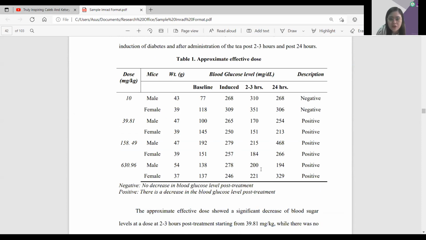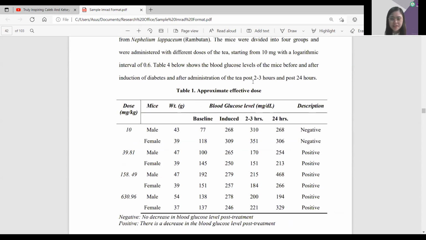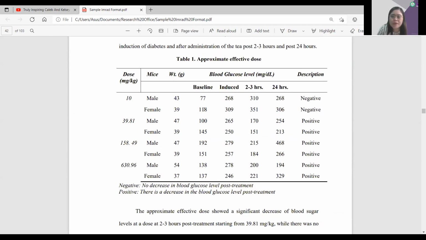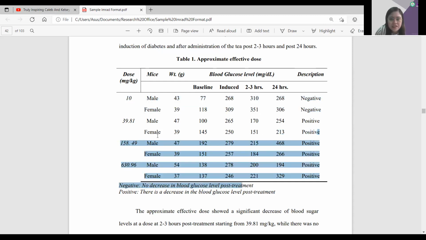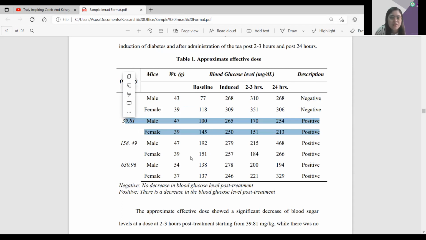Pero kung tayo, I don't know with you though, since you are still in your second year, kung ako personally, alam ko na kaagad na itong dose ng kanilang plant material negative. Meaning, walang decrease in the blood glucose post-treatment. Pero pagdating dito sa second dose na binigay nila sa daga nila, positive na. So yun yung pag-present ng data natin.